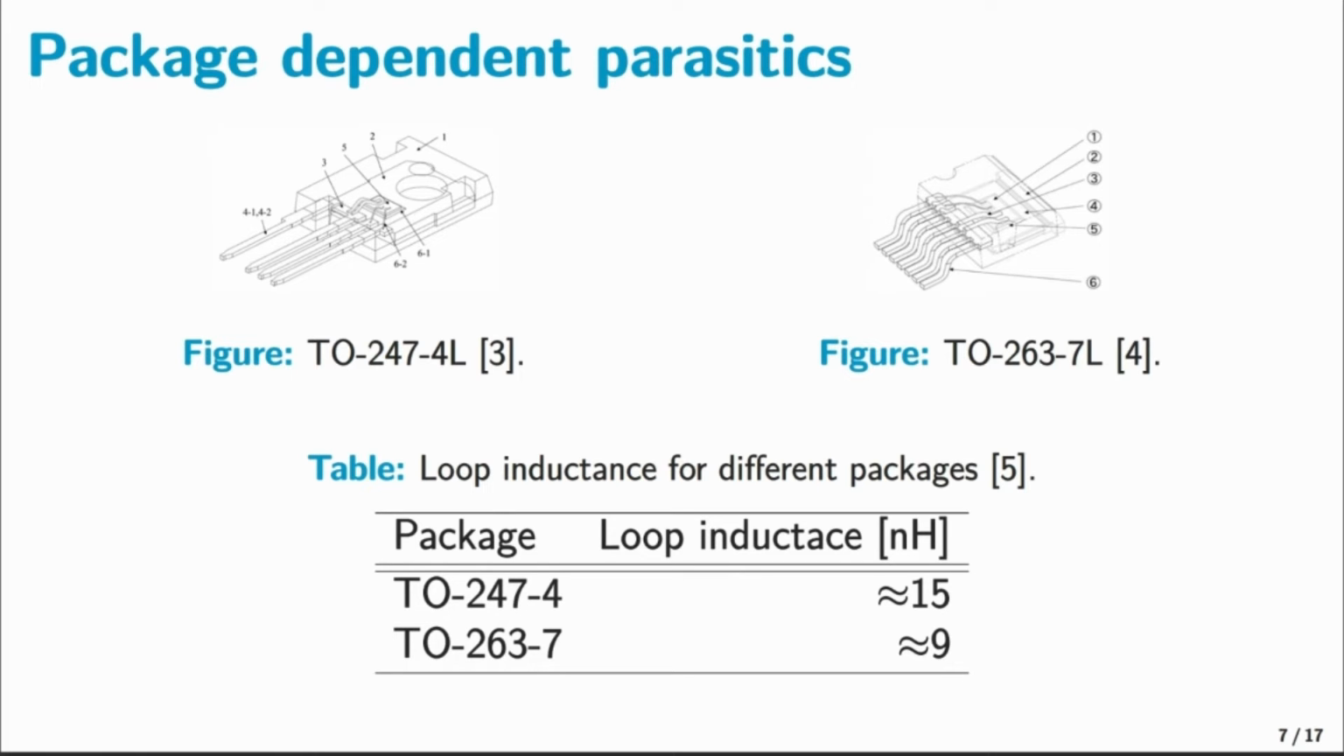Shown here are two common package types: TO-247-4L and TO-263-7L. The TO-247-4L is a through-hole package with relatively long leads, while the TO-263-7L is a surface mount package with much shorter leads. As indicated in the table, the loop inductance of the TO-263-7L is significantly lower than that of the TO-247-4L, making it more suitable for high-speed switching applications.